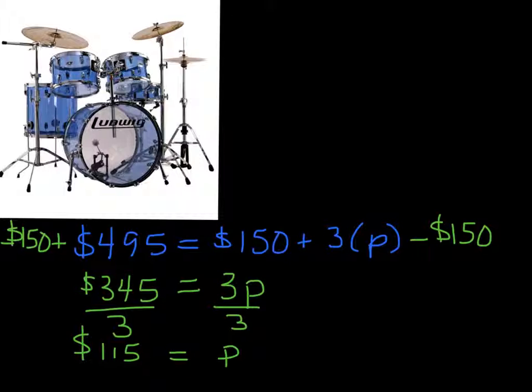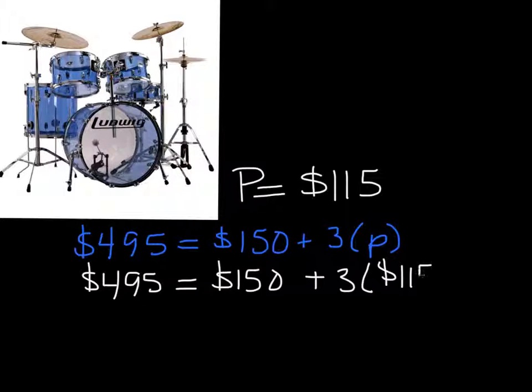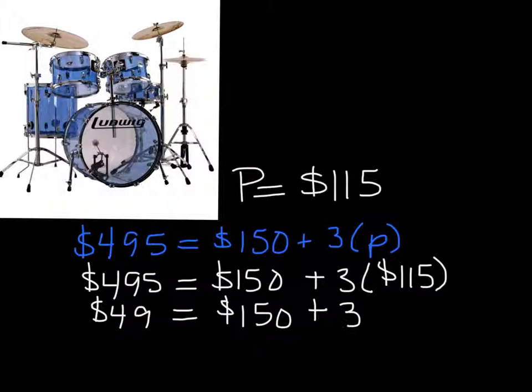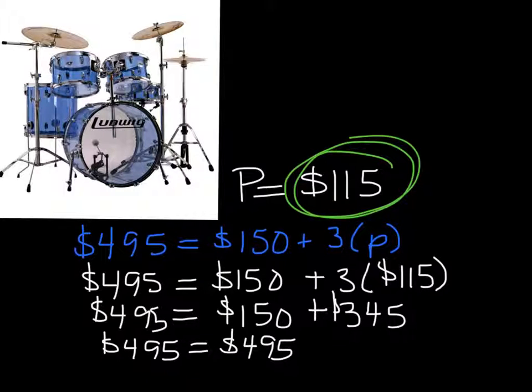Now let's check to make sure that our answer is correct. Let's substitute $115 for P and see if our equation works out. $495 equals $150 plus 3 times $115. That gives us $495 equals 150 plus $345. Oh, I think it's going to work. Except I forgot my 5 there, sorry. 495 equals 495. So we did do our work correctly. Our monthly payment is $115 for the drum set.